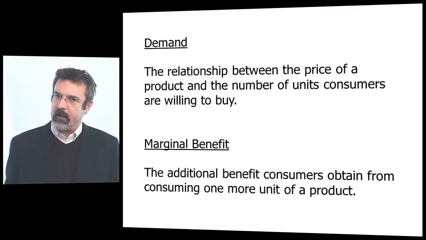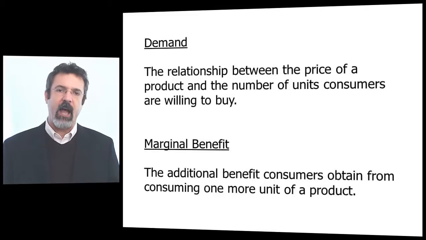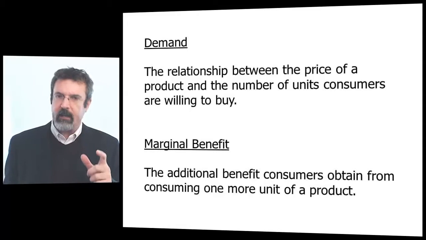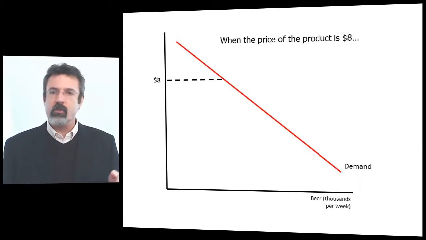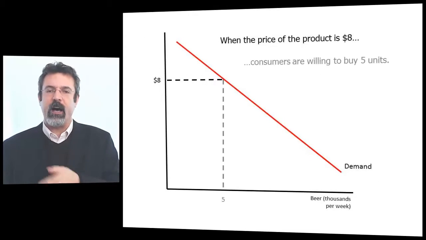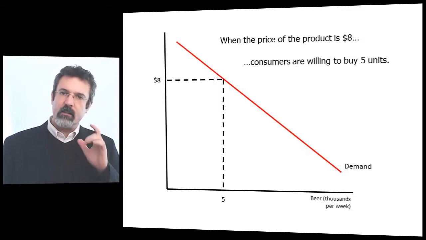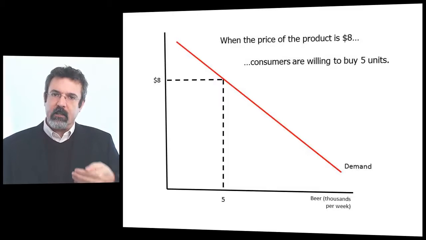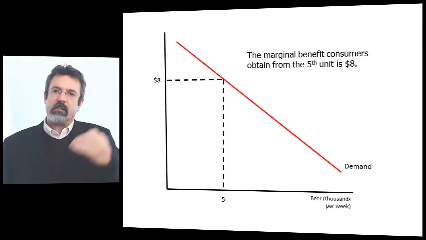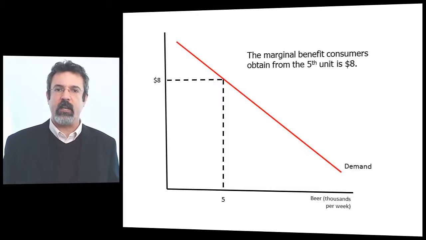Marginal benefit is the additional benefit consumers obtain from having one more unit of a good. For example, if we look at demand, we can say if the price of a product is $8, consumers will be willing to purchase 5 units. The reason they're willing to purchase 5 units is because the benefit of that 5th unit just equals the price of $8 they have to pay.